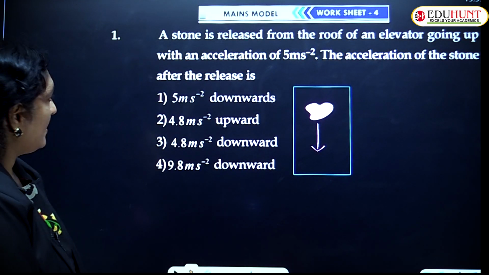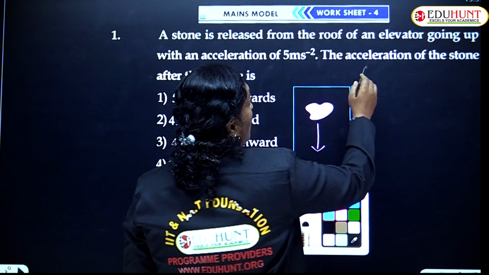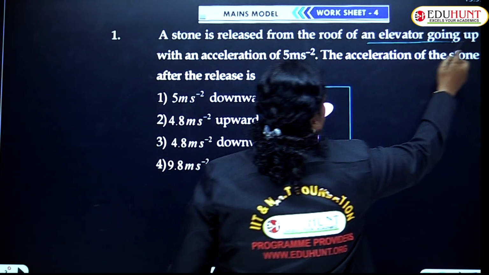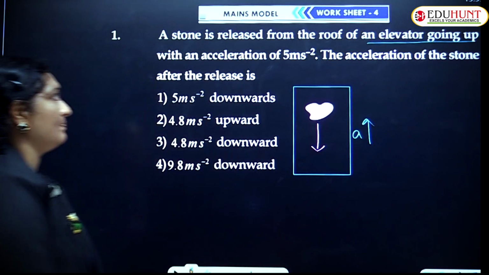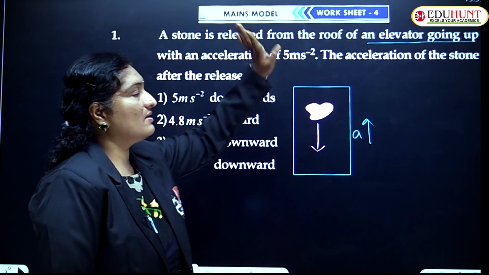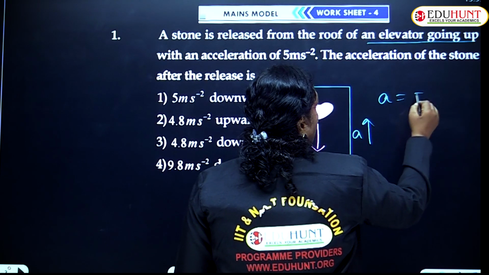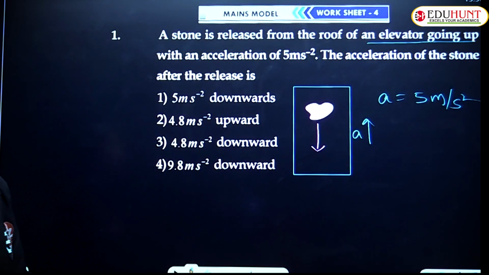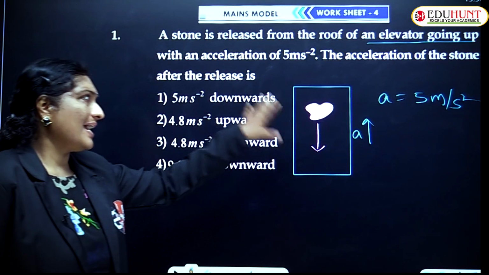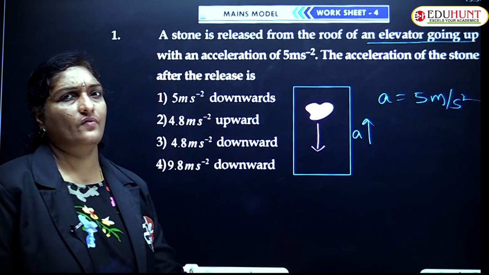But what was given is that the elevator, that means the lift, is going up. So that means it is accelerating upwards, and its acceleration was given as 5 meters per second square. The value of a is given as 5 meters per second square. So the acceleration of the stone after the release is, children, if you observe, does the stone maintain any contact with the lift? Obviously no.